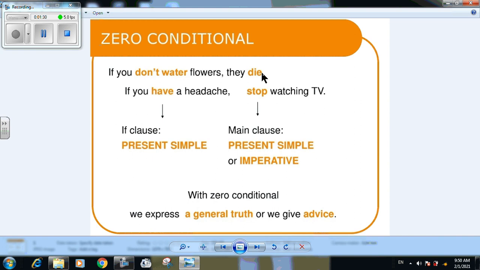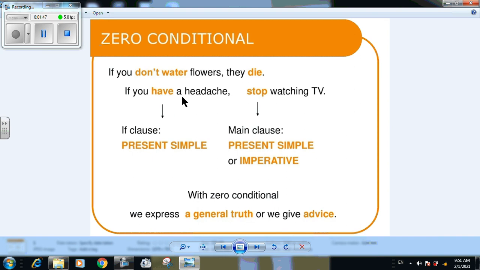The two sentences are in the present simple tense. And of course, we can use if in the middle. We will say, flowers die if you don't water them. And in this case, we don't put a comma in the middle. We have another sentence here.